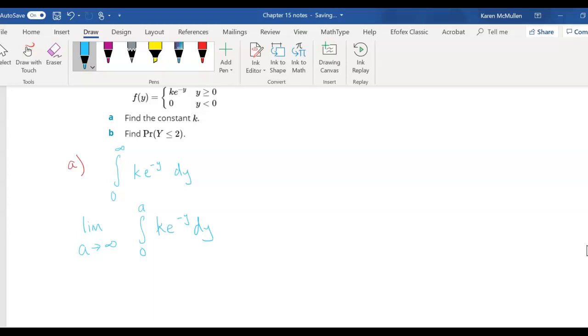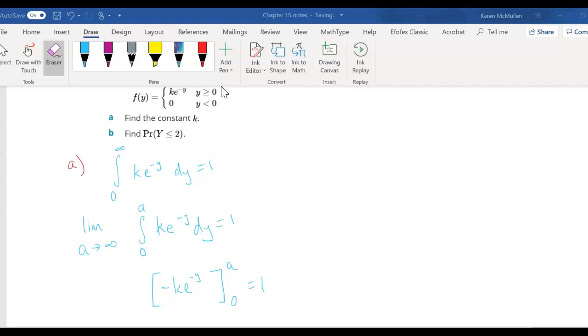So as a approaches infinity, and there's our function. We need to find the antiderivative of that, so we're going to take that coefficient of y out the front, so negative k e negative y, and we're going from 0 to a. All right, just had to pause to attend a meeting, so let's get back to it.